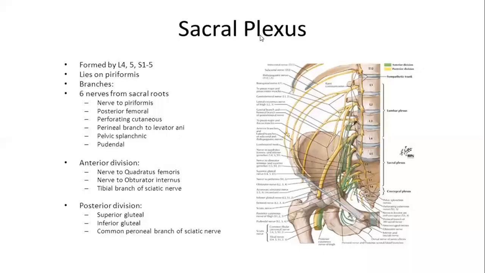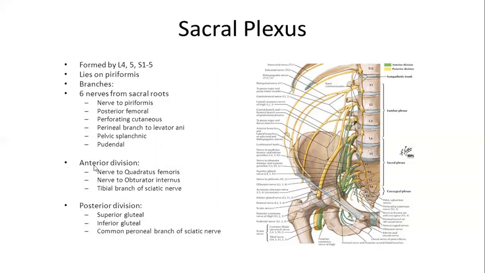The 6 P's include nerve to piriformis, posterior femoral cutaneous nerve, perforating cutaneous nerve, perineal branch to levator ani, pelvic splanchnic nerves, and pudendal nerve. So these are the branches of the sacral plexus that arise from the roots, and they are famously known as 6 P's because their first letter starts with the P.